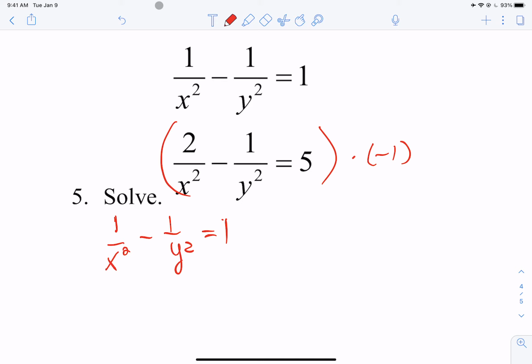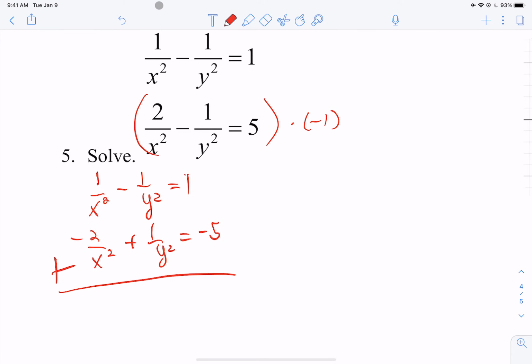Now multiply everything in the bottom by negative 1. We get negative 2 over x squared plus 1 over y squared equals negative 5. What's really cool is we can add those two together, and we've got like terms, things that are going to be eliminated. It's going to be great. So let's eliminate those two. That was the goal. One of these things over x squared minus 2 of them is negative 1 of those. And then 1 minus 5 is negative 4.